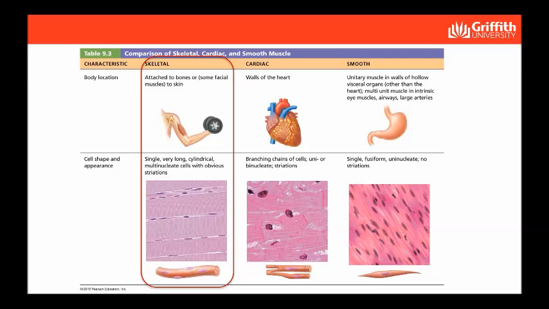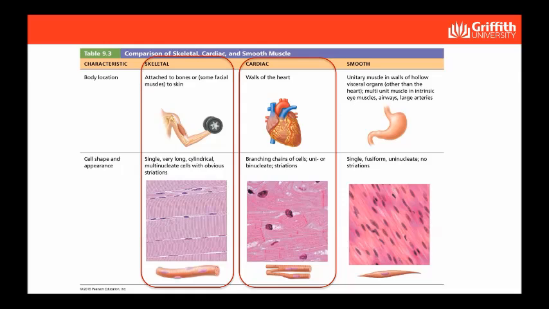Skeletal muscle is attached to bones and contracts to produce movements about a joint. Skeletal muscle cells are very long and cylindrical in shape, containing multiple nuclei with obvious striations, and contraction is under voluntary control.